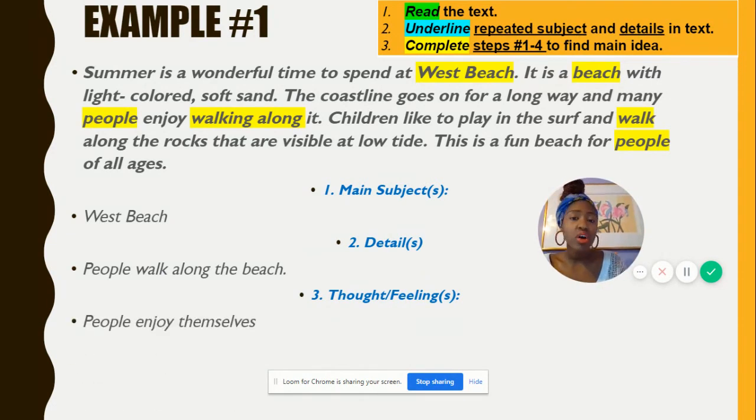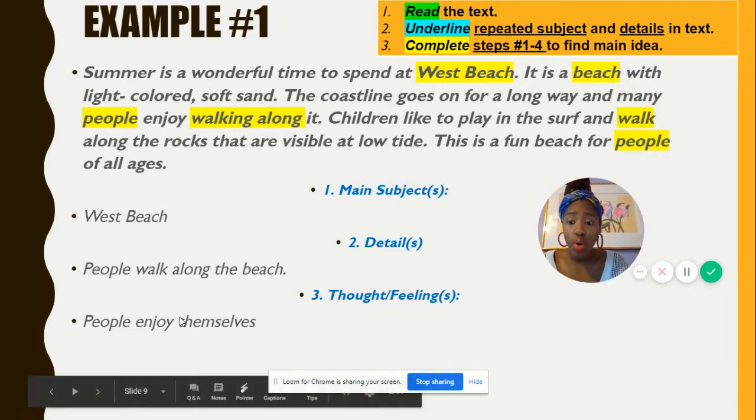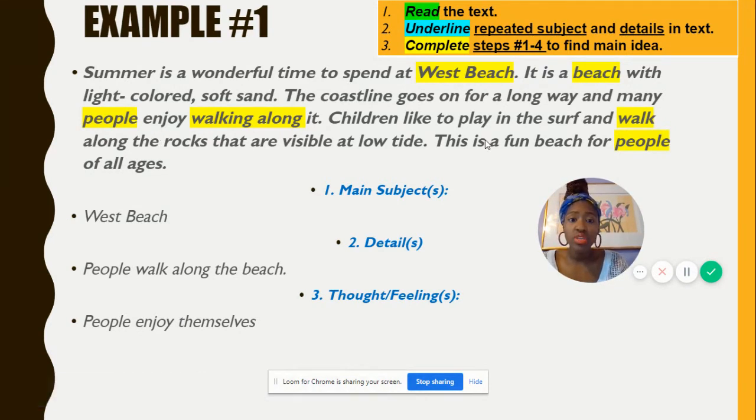Now, are there any thoughts or feelings that the author mentions about people, what they feel? Well, he does mention that they enjoy themselves. Here it says the word enjoy. Now, notice it says this is a fun beach. Well, if something is fun, what does that mean? You enjoy it. So that's an example of paraphrasing. No, it doesn't repeat joy more than once, but it is using another word like fun that is similar.